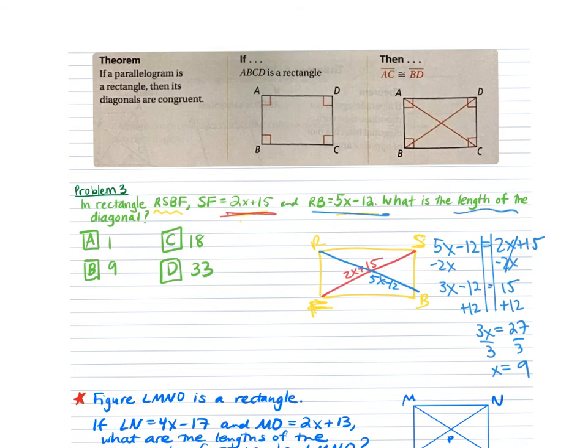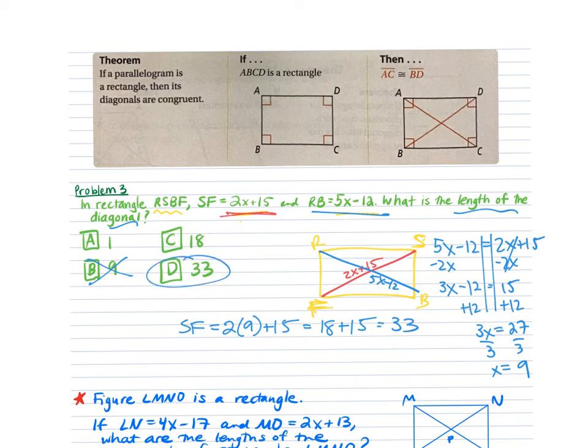But it's asking what's the length of the diagonal. So even though we got x equals 9, we don't stop there. That's not the answer, right? We plug it in. We put in 2 times 9 plus 15. That's my SF. So this is going to be 18 plus 15, 33. So we know this is going to be the answer.